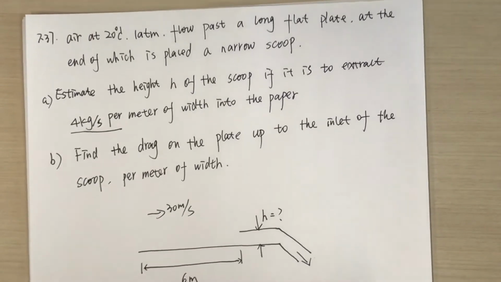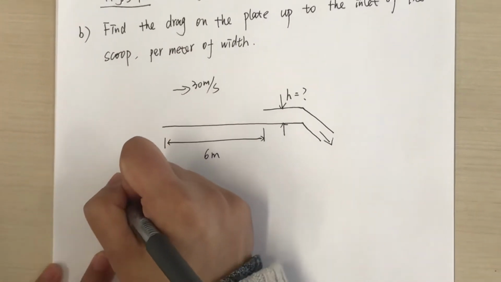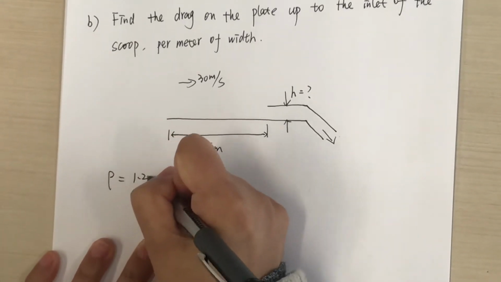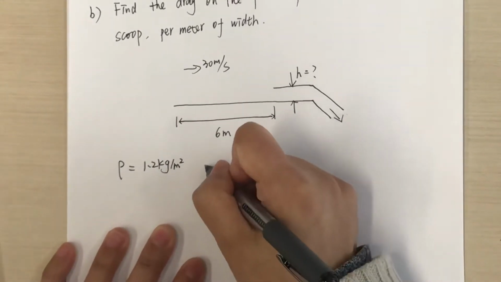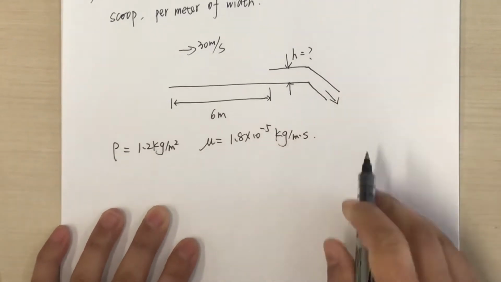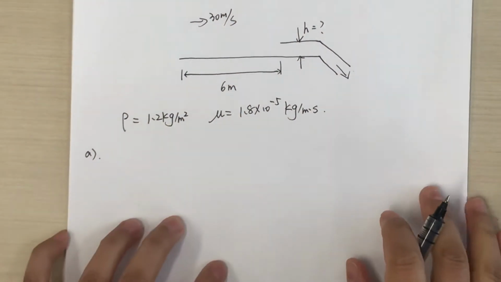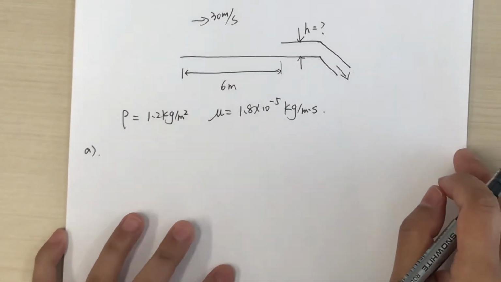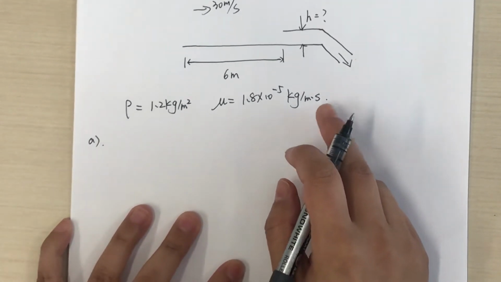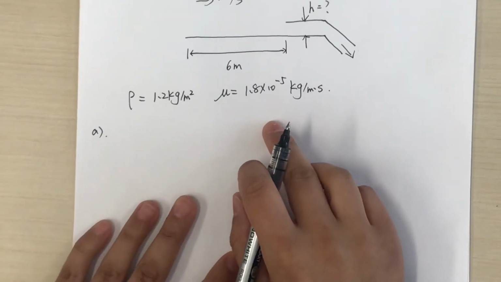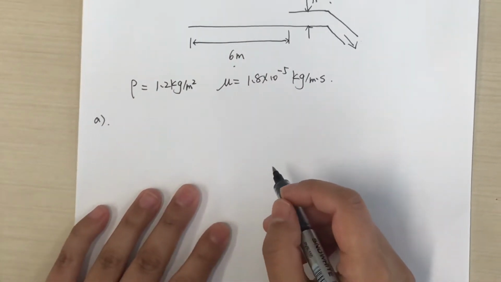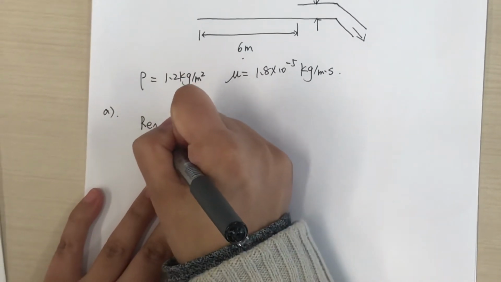So here, still the same, and air at 20 degrees, 180 m, we have the density 1.2, the viscosity. In this question, we assume that the scoop doesn't alter the boundary layer at its entrance. So, at first, we will calculate the displacement thickness at the distance of 6 meters. So, we have to calculate the Reynolds number first.